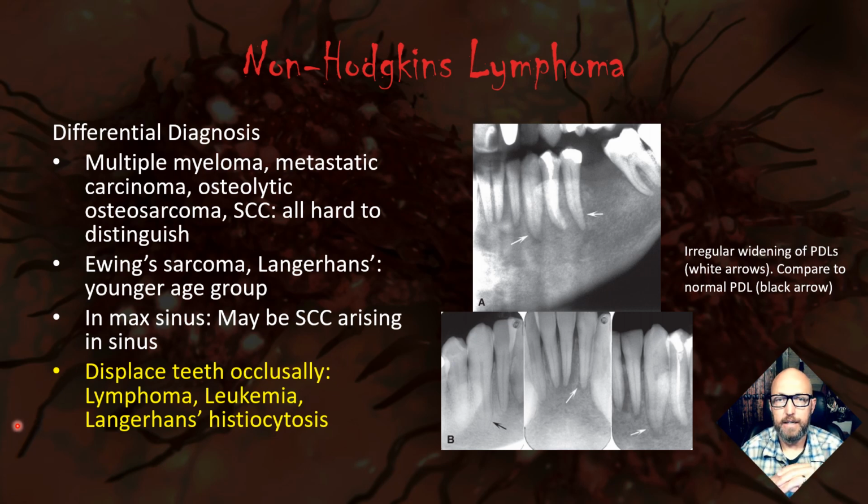If something is displacing a tooth occlusally, that means it's developing at the apices of the teeth. And really, it's only malignancies that tend to do that. And specifically, these 3 L malignancies: lymphoma, like we're talking about right now; leukemia, typically in younger patients, developing teeth; and Langerhans cell histiocytosis, that really tends to develop around the roots of the teeth.